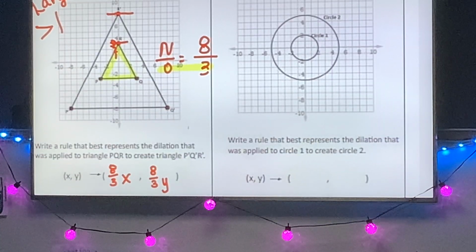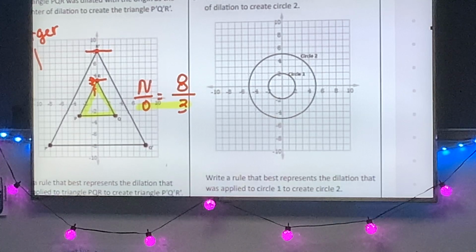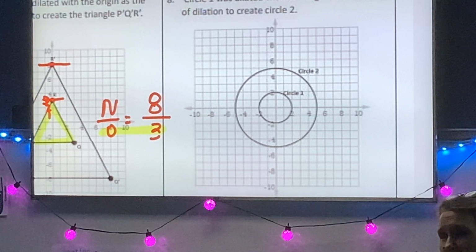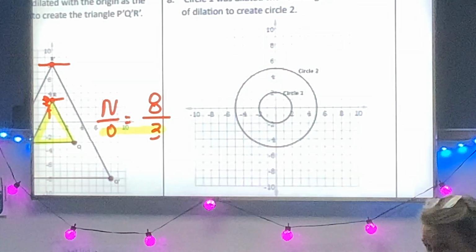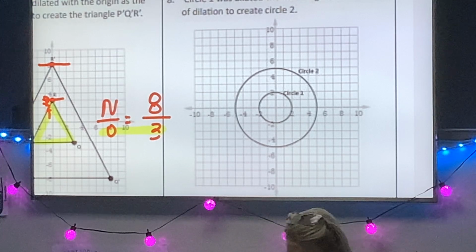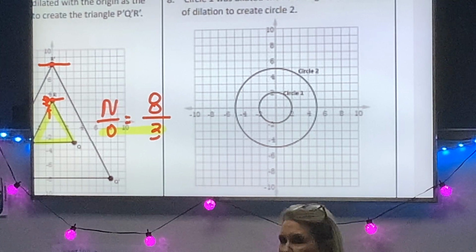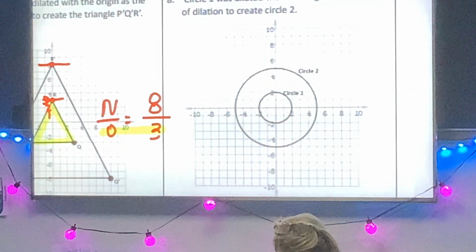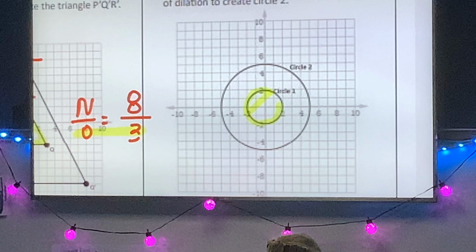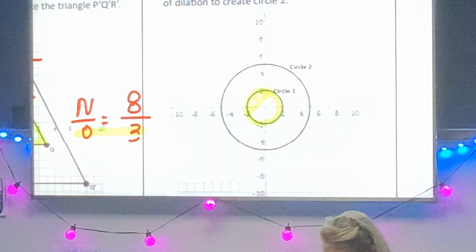Okay, you ready to try one on your own? Do number 8. Circle 1 was dilated, and it's always going to say with the origin as the center of dilation. It's always going to say that. That means it's just dilating around the 0, 0. So don't let those words scare you. Okay, so I'll help you with this part. Which one is my original? The small one. Okay, so figure 1 comes first, right? Figure 1 comes before figure 2. Go for it.